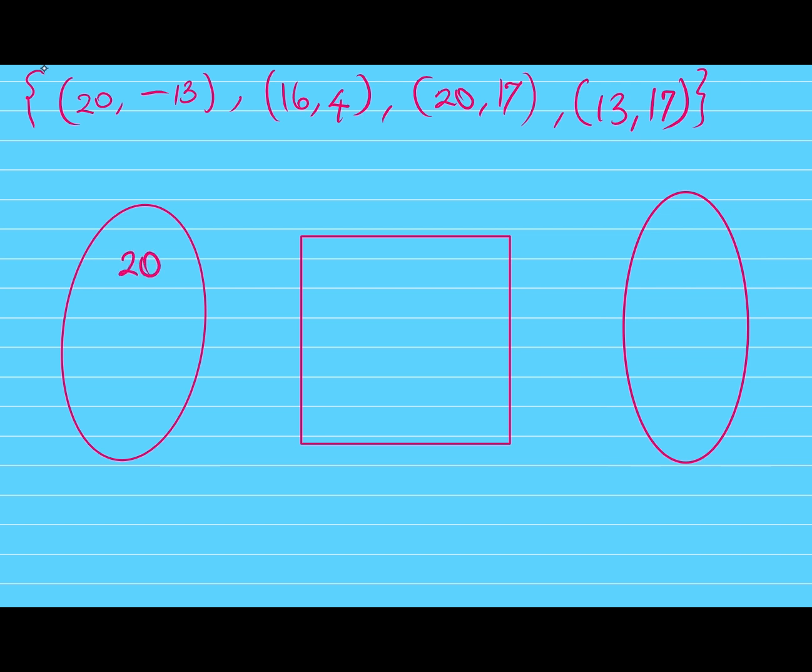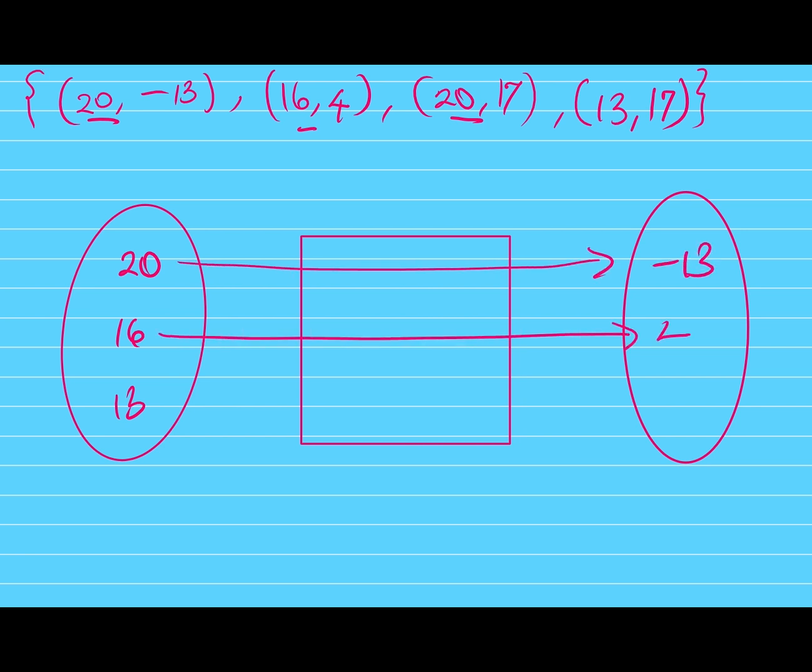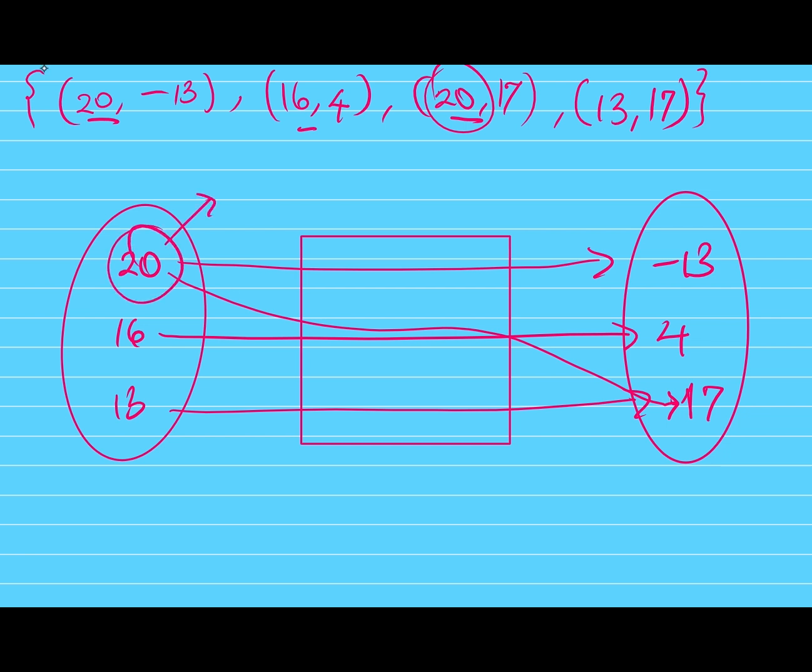So you've got 20 right there. So just one is enough. You've got 16, and then you've got 13. So 20 maps into negative 13. 16 maps into 4. And then 13 maps into 17. The first 20 maps into 13. And then another 20 will map into 17. Okay, so yeah, that's what we have. And obviously this 20 will be the confused one.